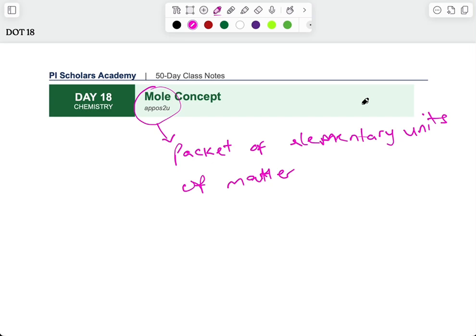So what do we really mean by this packet of elementary units? I know you are familiar with statements like a pair of something. A pair can easily go with a pair of shoes. You can have a pair of socks. You can even have a pair of kidneys. And then you can have that of arms, legs, and all of those. Those things always come in pairs.